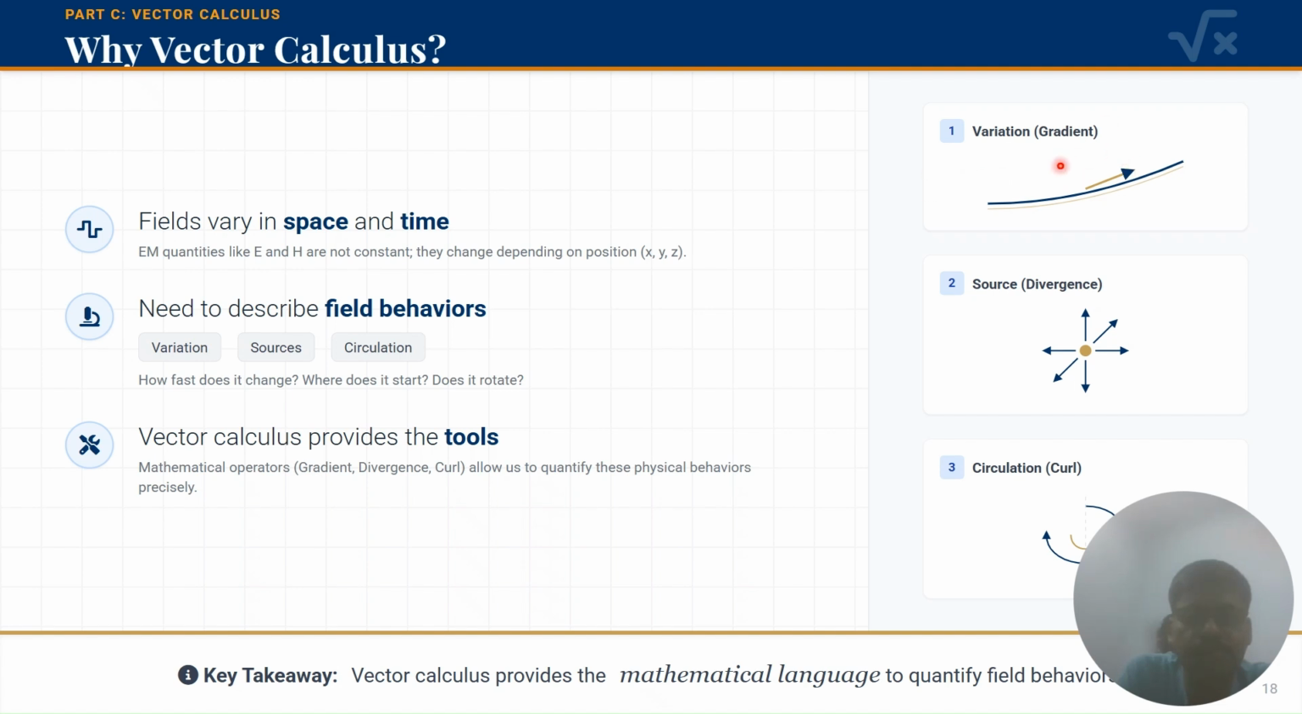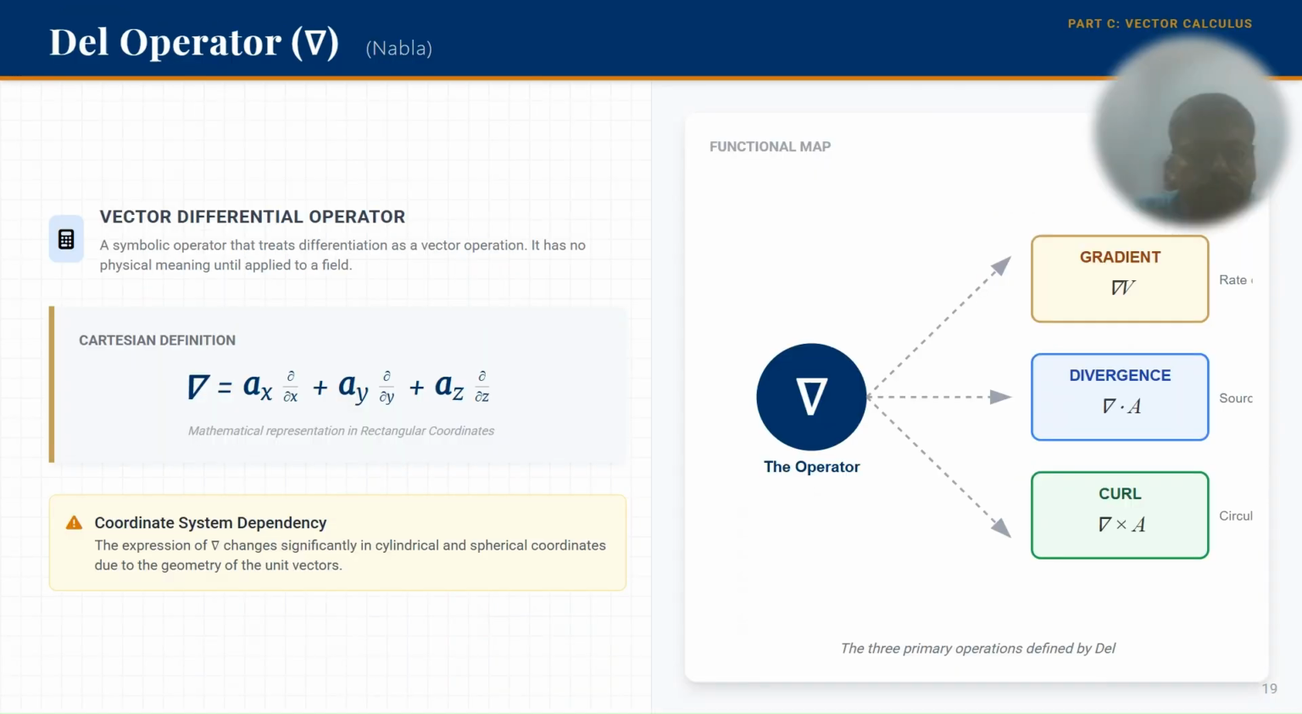Different types of fields are there. Vector calculus is related to different types of operations: gradient, divergence, and curl. Why do we need to understand them? EM quantities like E and H are not constant; they change with respect to position, and vector calculus provides tools to quantify this physical behavior. Mathematically, we define these physical phenomena. One is gradient, another is divergence, another is curl.